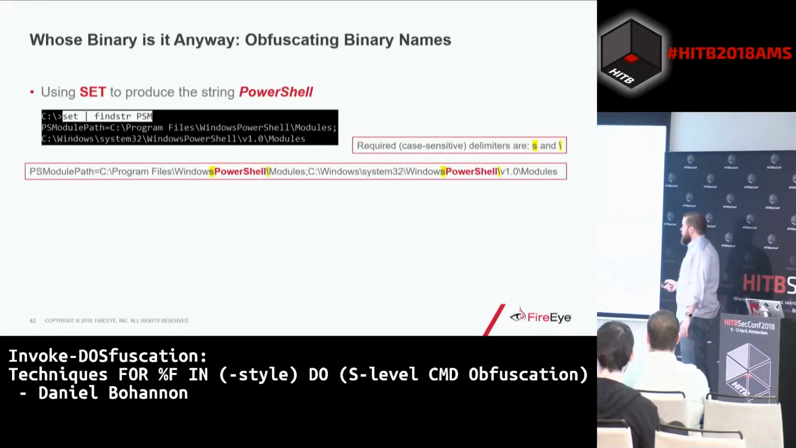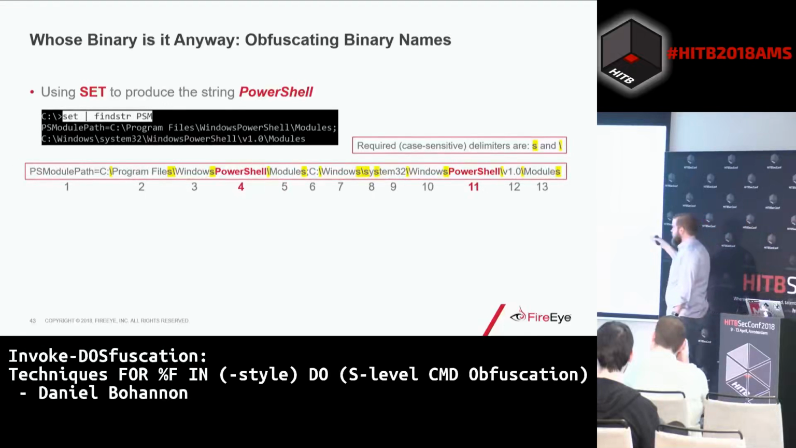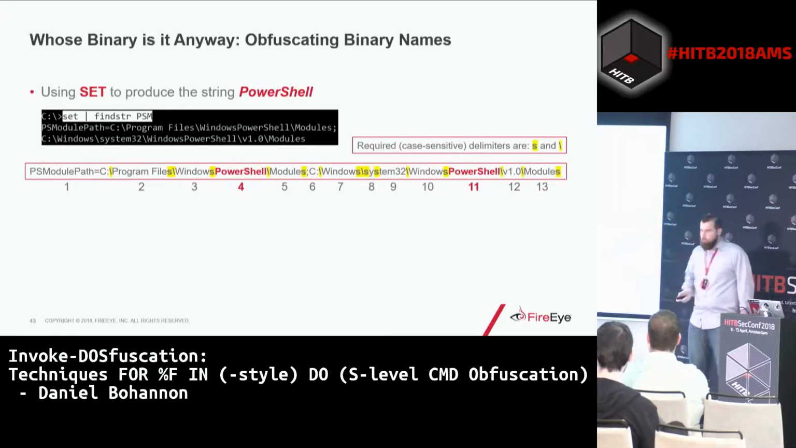So now that we have this value, what we want to do is extract the string PowerShell. In this case, there are two instances. What we want to do is find delimiter characters that are case sensitive to be able to lift PowerShell out of this output. The lowercase s and the backslash are the characters on either side of those PowerShell strings. If we make those our delimiters, then it chops things up. There are a lot of instances of s and backslash, so it chops this up into 13 pieces, where the 4th and the 11th pieces are the ones we're interested in. Now, how do we actually run this on the command line and lift these out?